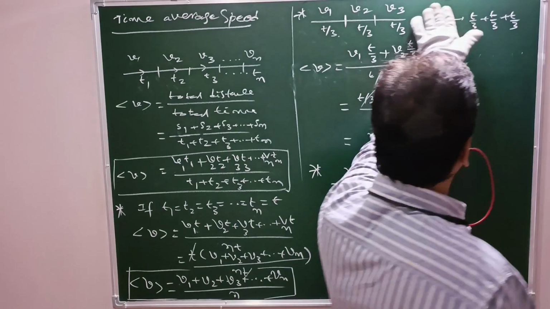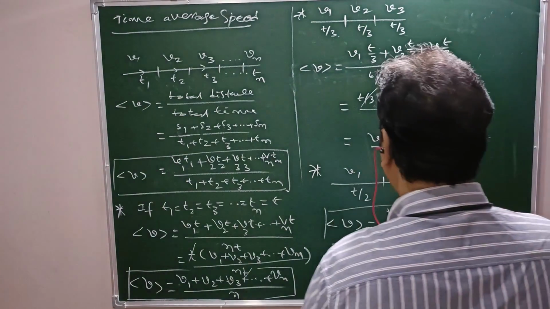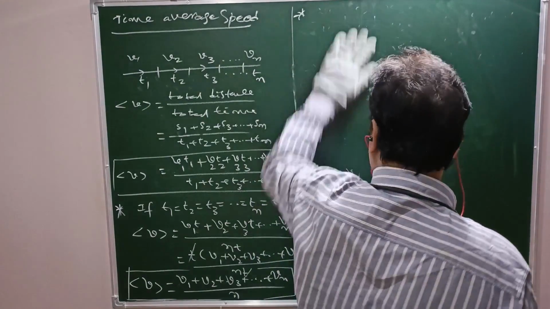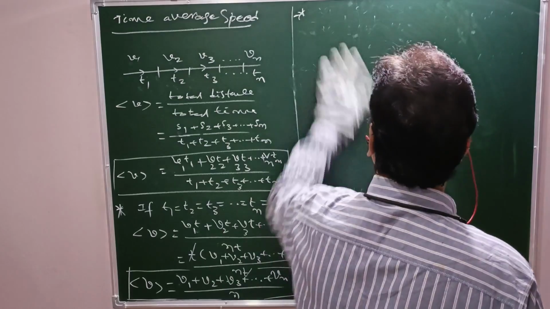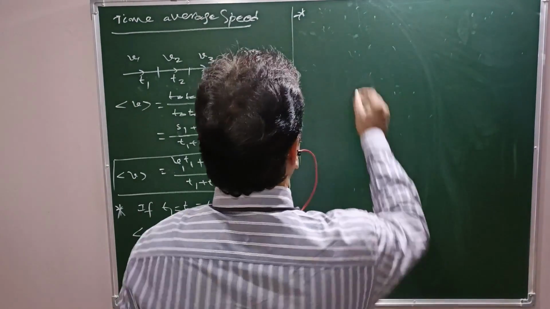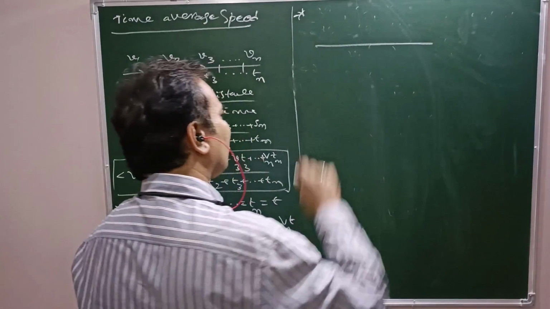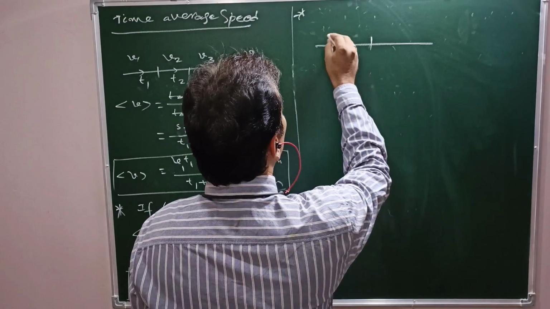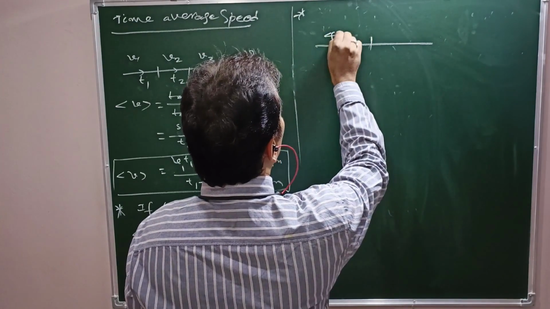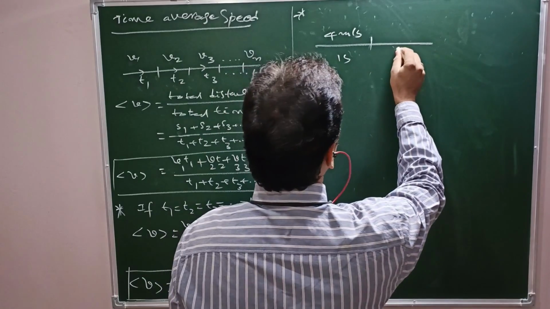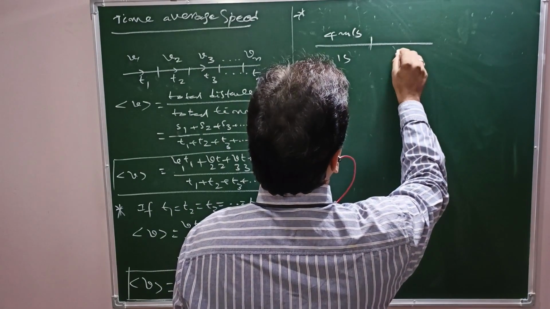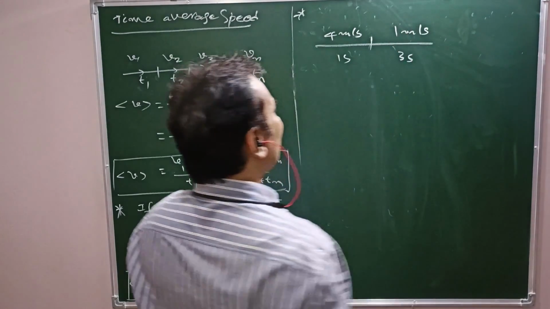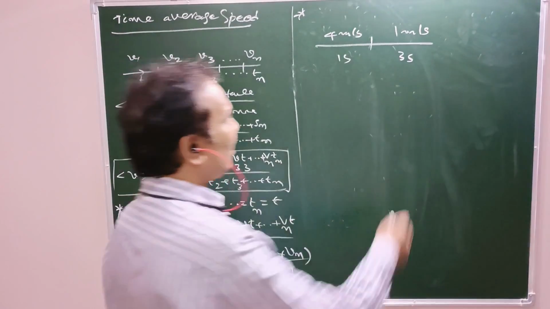Coming to a numerical as an example. Suppose one particle moves along a straight path, right? In the first 1 second it moves with a speed of 4 meters per second. In the next 3 seconds it moves with a speed of 1 meter per second. Find the average speed here.